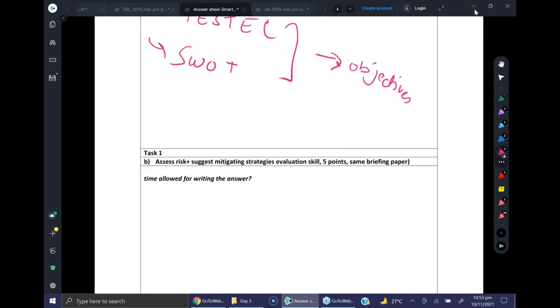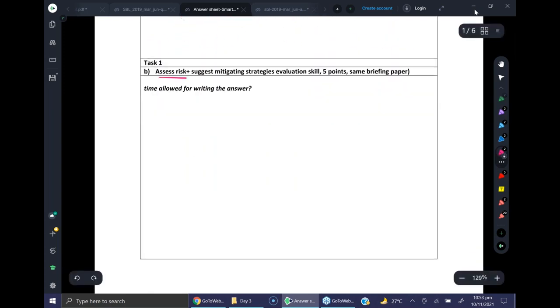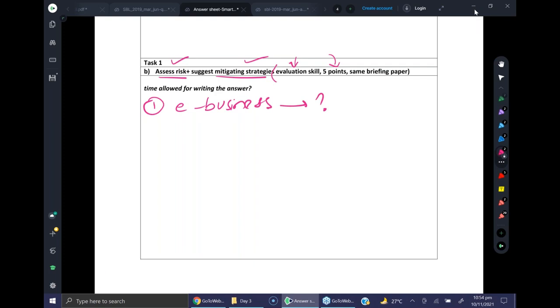The second part was to assess the risk and suggest mitigating strategies, and the evaluation skill was there. Five risks were to be discussed in the same briefing paper. So what five risks? The first risk we discussed was the risk of not pursuing the technology aspect, e-business. What's the suggestion? That the company needs to invest in e-business technologies to keep up with the need of the time and technology, and to save some costs as well, right?